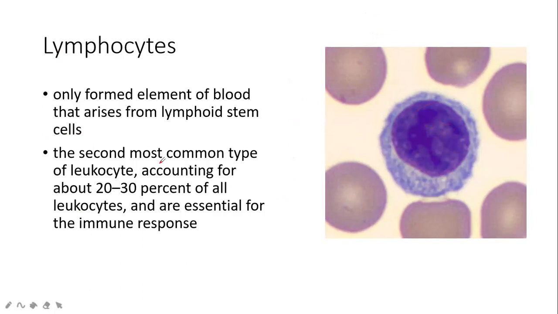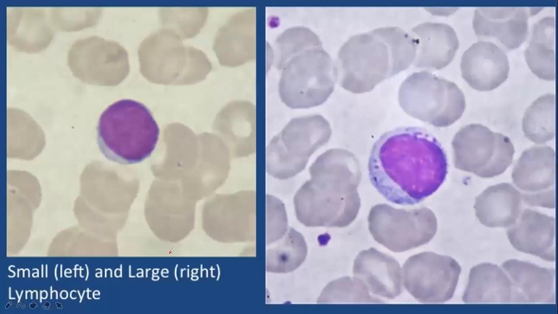So lymphocyte is the second most common leukocyte, around 20 to 30%, and it is essential to your immune response. Your lymphocytes can be categorized as small or large lymphocytes. So how will you know that it is a small lymphocyte? A small lymphocyte usually has a high nucleus to cytoplasm ratio, meaning you see very little cytoplasm in your small lymphocyte. Whereas with your large lymphocyte, there is more cytoplasm than in the small.